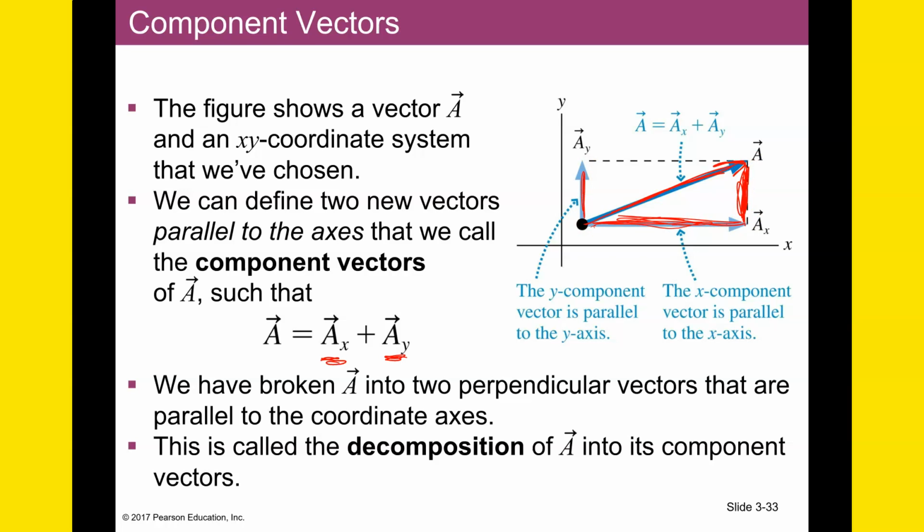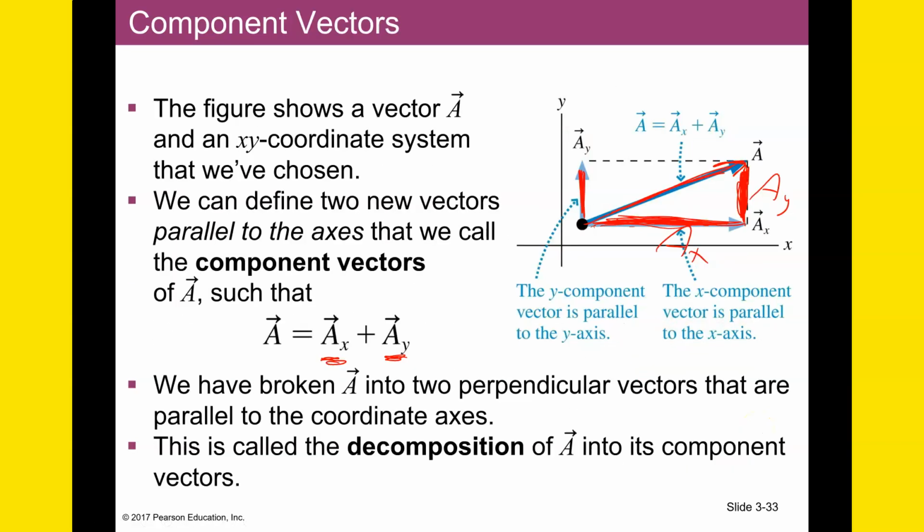But either way, A sub x would be the horizontal piece. A sub y would be the vertical piece, whether or not you thought about it as being here or being here. So that's A sub x. That's A sub y. We have broken A into two perpendicular vectors that are parallel to the coordinate axes. This is called the decomposition of A into its component vectors.